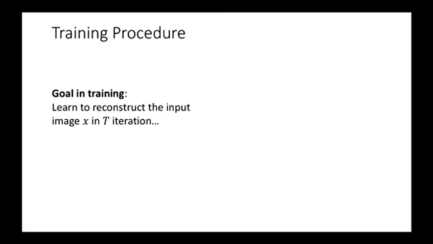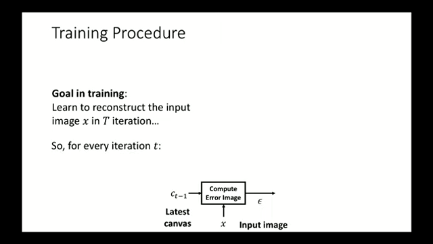Okay, so training procedure. What is our goal in training? We want this network to reconstruct the input image. So that's our goal. And since there is an RNN, we have T iterations to do so. So let's start step by step. For every iteration T, you take your latest canvas, which is a matrix. You compute the error image first. So you see what is missing in the canvas compared to X. And that is your error.